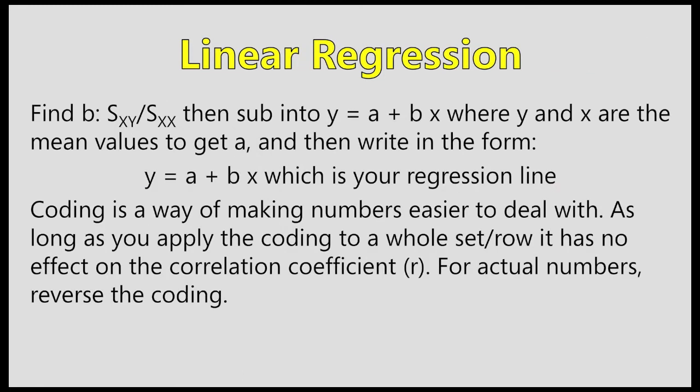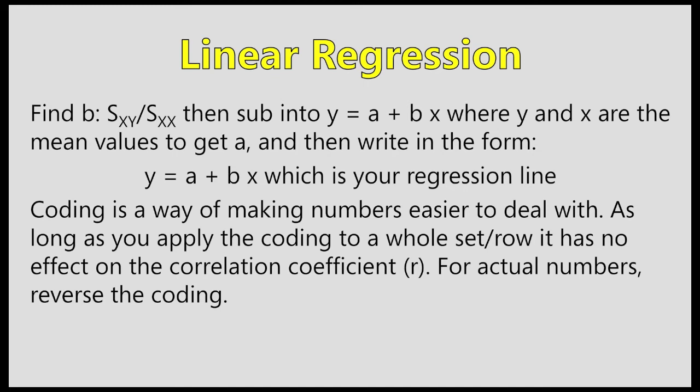Linear regression. Finding b, you divide Sxy by Sxx and then sub it into y equals a plus bx, where y and x are the mean values, to get a. And then you write it in the form y equals a plus bx, which is your regression line. So just remember to plug in the mean. And even that is given in the formula booklet. So it's not really hard.